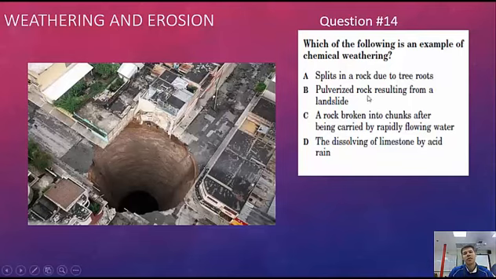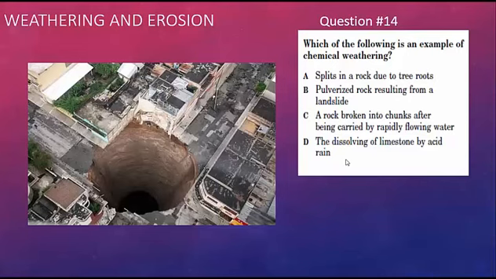Pulverized rock resulting from a landslide. So if you have all kinds of rocks tumbling down the side of a mountain from a landslide and hitting each other and breaking up, that's not a chemical reaction, that's still mechanical weathering. So a rock broken into chunks after being carried in rapidly flowing water, like a river, that's also not a chemical change, that's a physical or mechanical change. So the dissolving of limestone by acid rain, yes, that is a chemical reaction. So the answer is D.